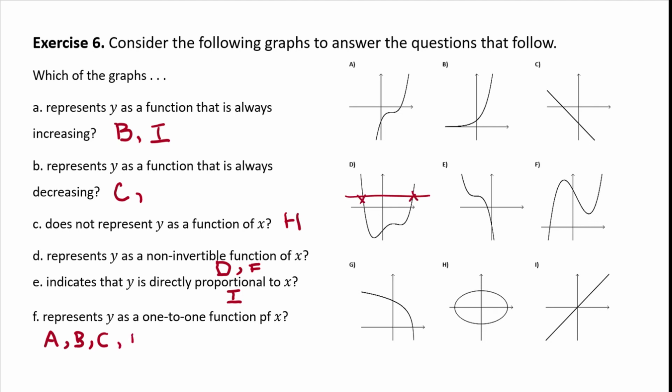E is 1-to-1. F is not. You can draw a horizontal line, and in certain parts it could intersect the graph at as many as 3 places. G is 1-to-1. And finally, I is also 1-to-1.